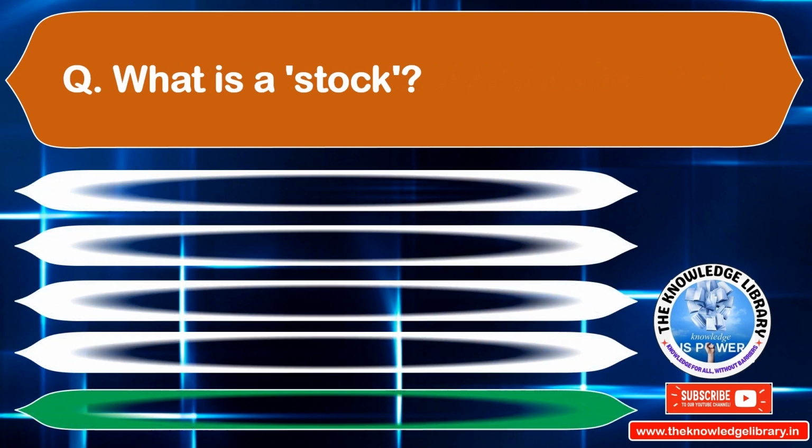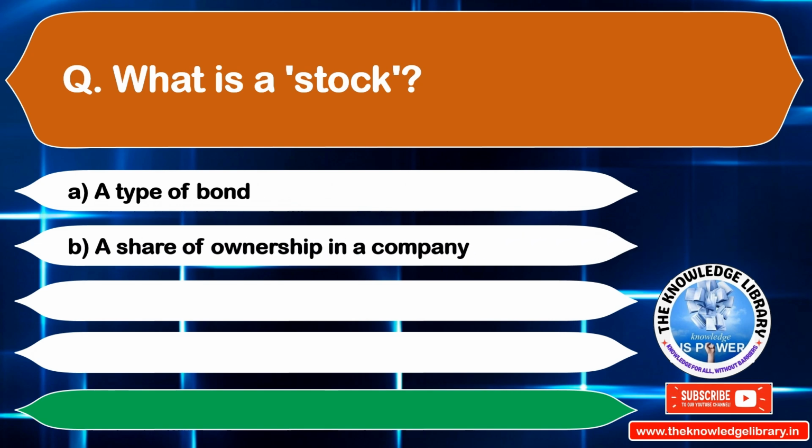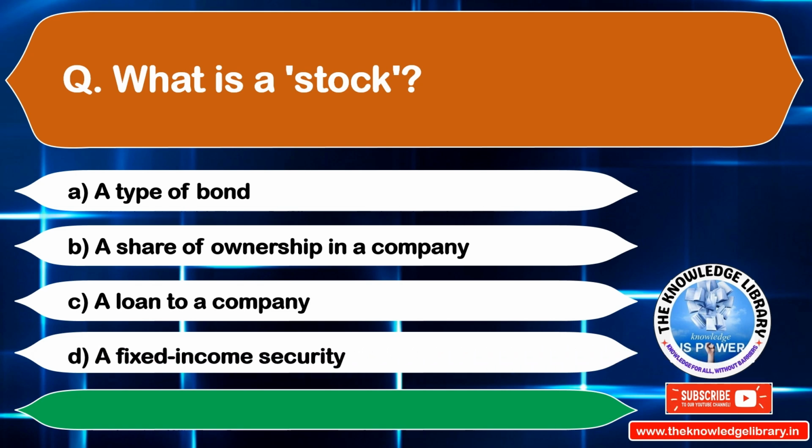What is a stock? Option A, a type of bond. Option B, a share of ownership in a company. Option C, a loan to a company. Option D, a fixed income security. The correct answer is option B, a share of ownership in a company. Move on to the next question.